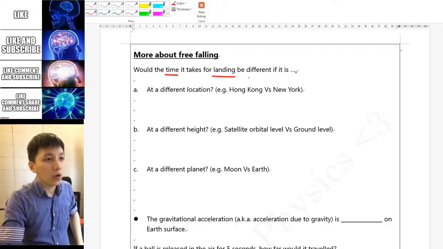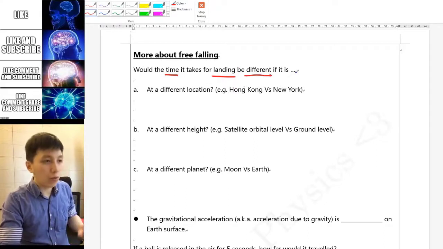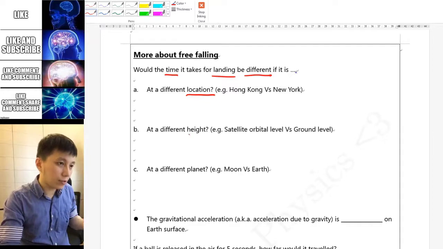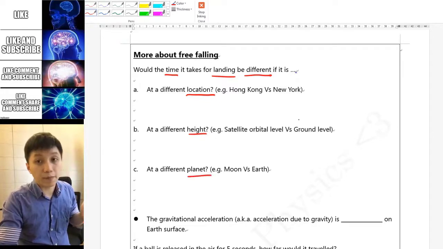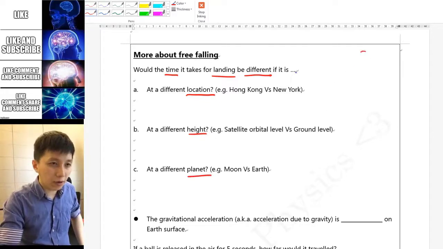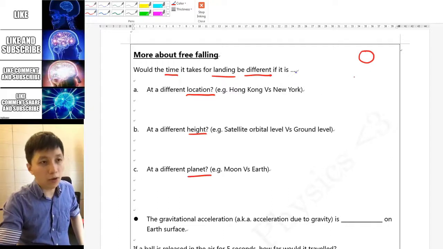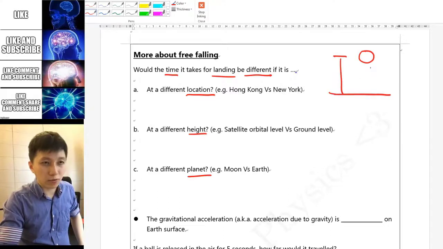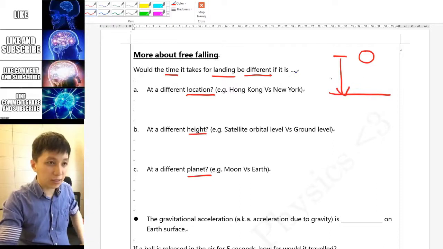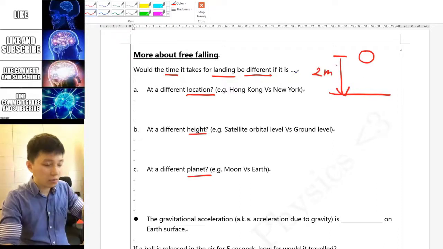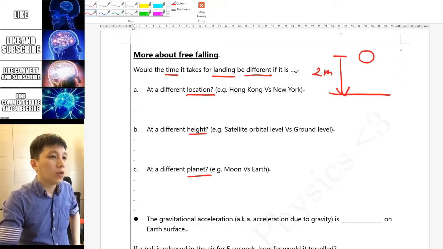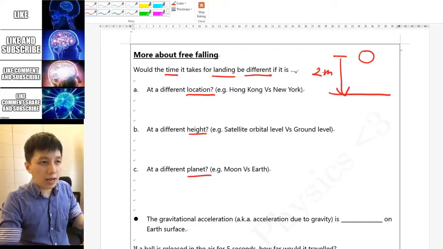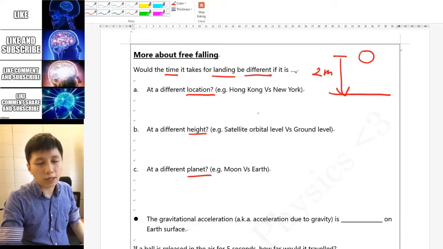The first part of the question is asking you whether or not the time for landing, or free falling, will be the same or different when it is at different locations, different heights, and different planets. So you can imagine you have an object, let's say a ball, and you want to release it at a certain height to go through a certain distance, let's say 2 meters or 10 meters, it doesn't really matter. Whether or not the time between the examples would be the same. Okay, so that's the question.